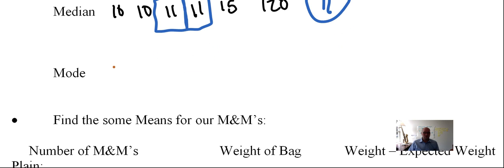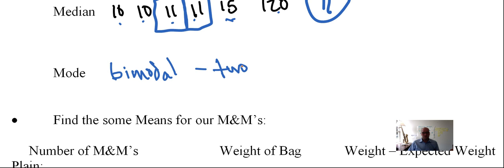So finally, let's do the mode. So the mode is the one that happens the most often. Well, we have a 10 and a 10, an 11 and 11, a 15 and 120. So it's not 15 and 120, but these two both have 2 values, 10s and 11s. So what do we say? Well, we'd say bimodal, which just means we have 2 modes, right? Which is okay. This happens sometimes. So we just say the mode is 10 and 11.